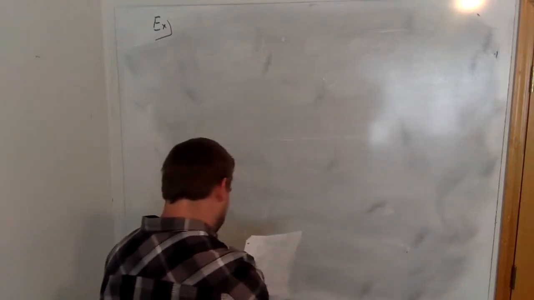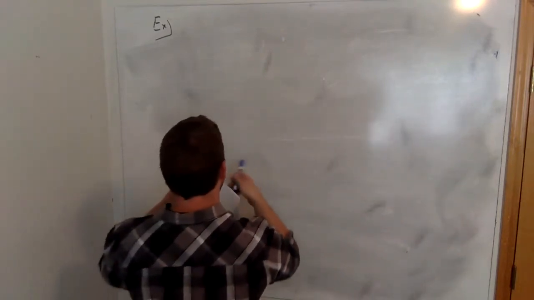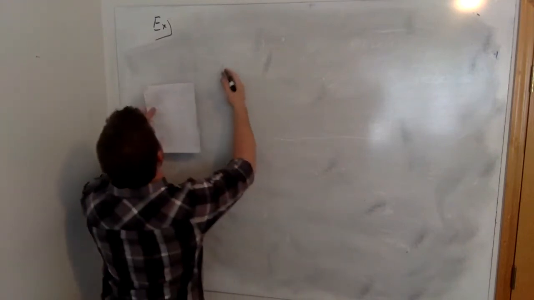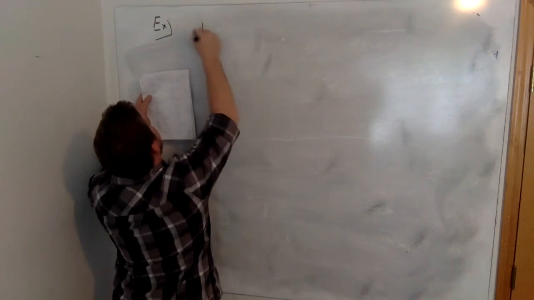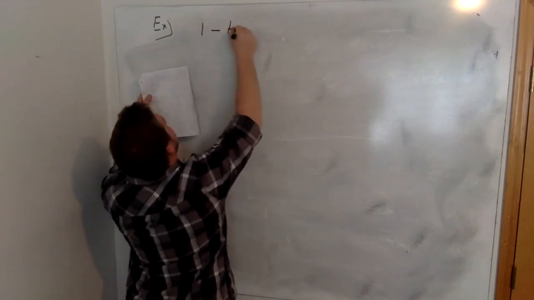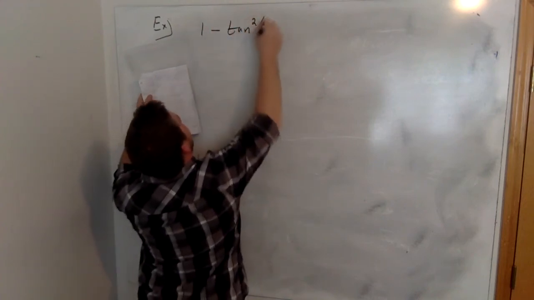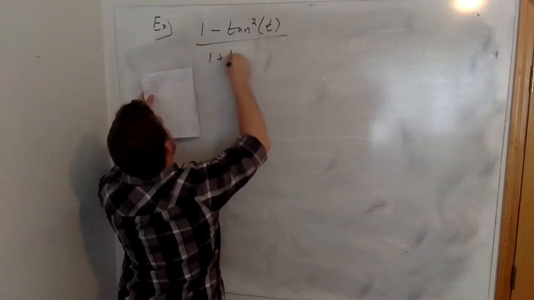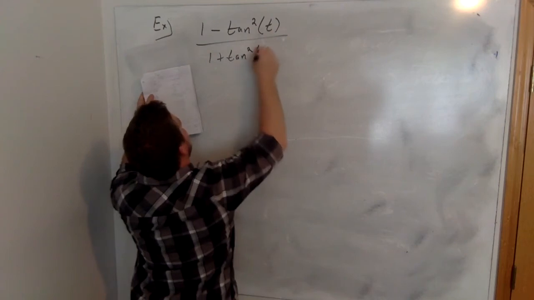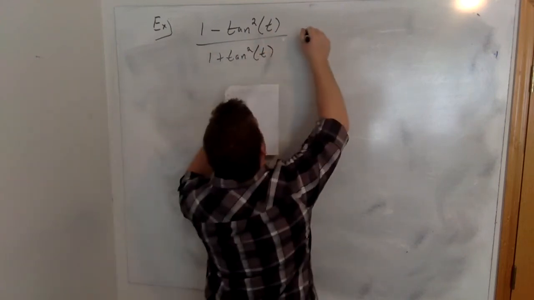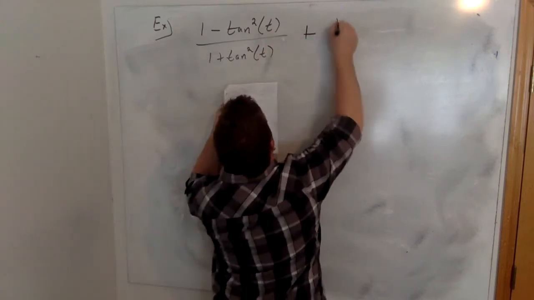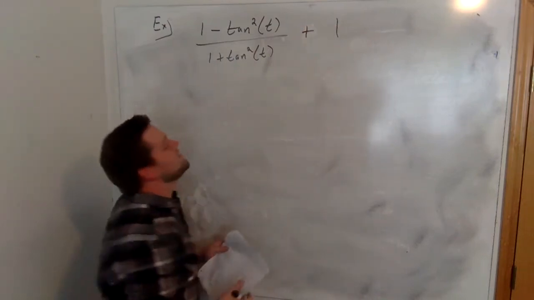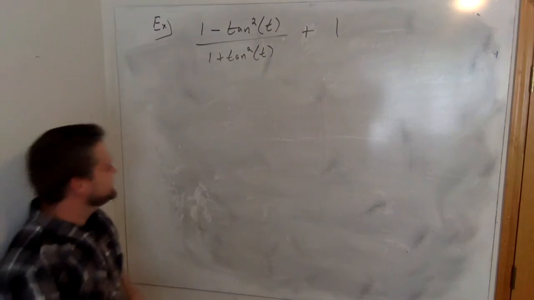Okay, what if we have something like this? How about we try to clean up 1 minus tan squared of t all over 1 plus tan squared of t, all plus 1? Okay, go ahead and pause the video and give this one a shot.